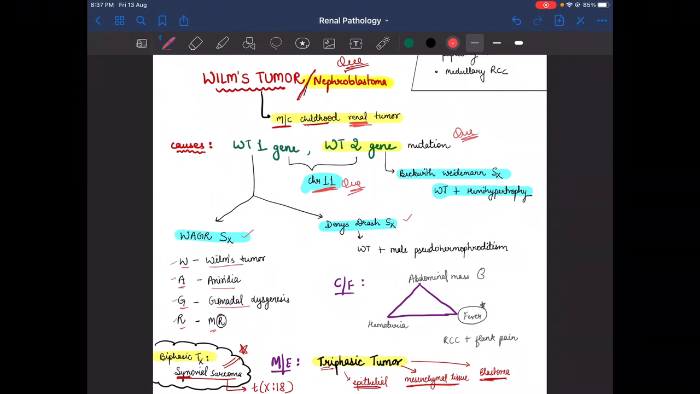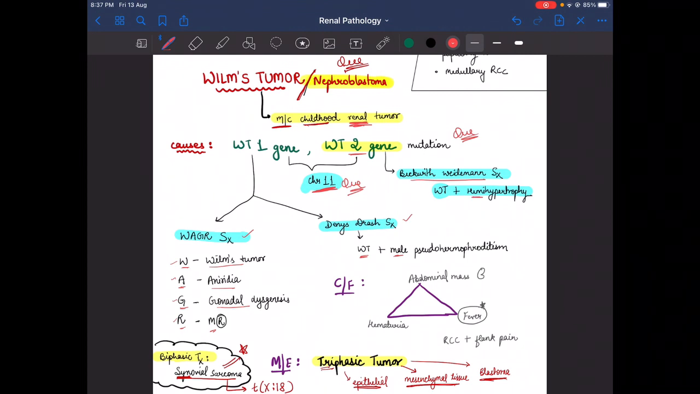The other is Denys-Drash syndrome. In Denys-Drash syndrome, there is Wilms tumor plus male pseudohermaphroditism. Now, if there is WT2 gene mutation, then there is Beckwith-Wiedemann syndrome. In Beckwith-Wiedemann syndrome, there is Wilms tumor plus hemihypertrophy.